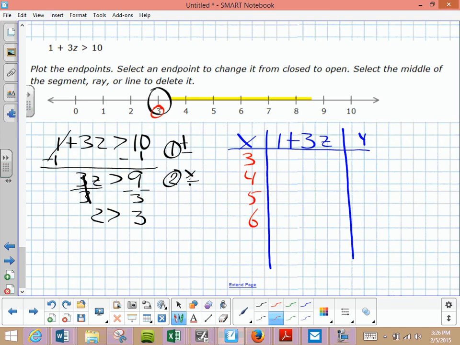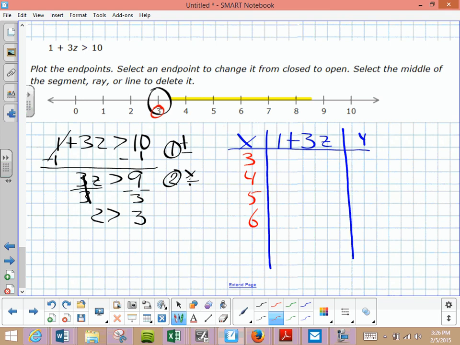Exactly right. She said, if you put the 3 on there, it's going to say that it's equal to it, but it's not. This is an inequality. That means it cannot equal it. This one says greater than, so it has to be open whenever you plot it. But let's plug all of them in.